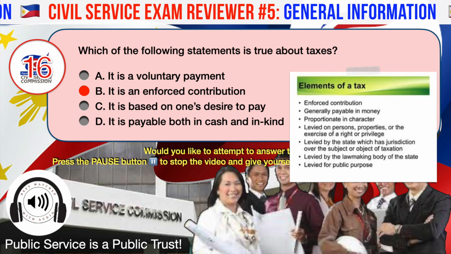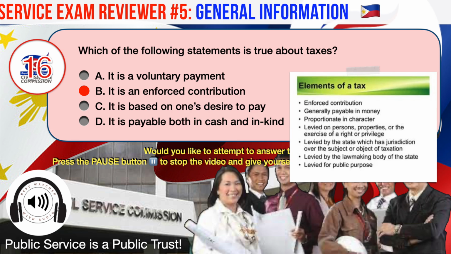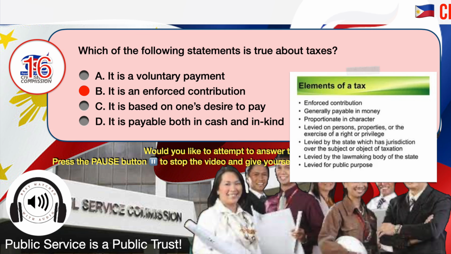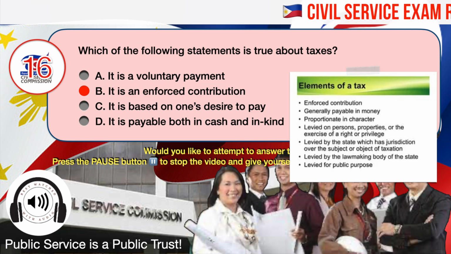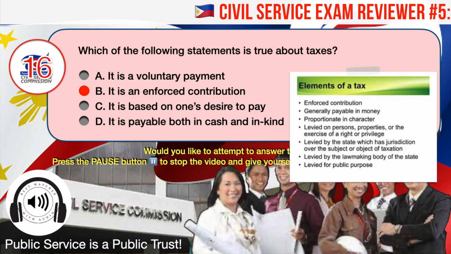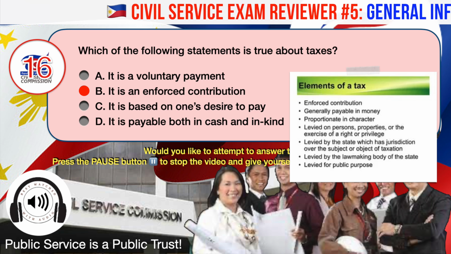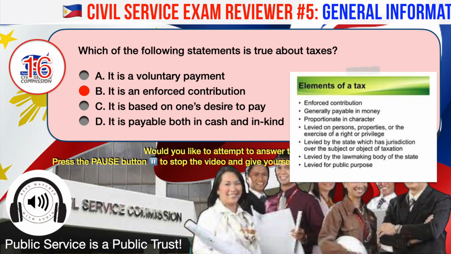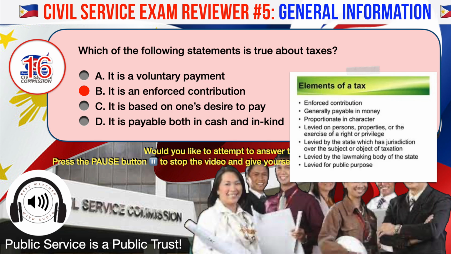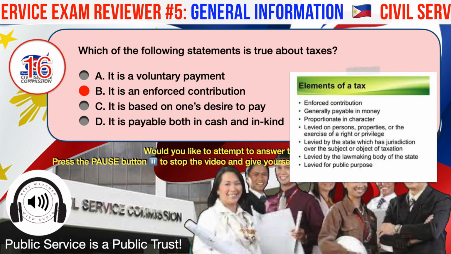Taxes are enforced proportional contributions from persons and properties levied by the lawmaking body of the government by virtue of its sovereignty for the support of the government and public need. Following are the universal elements of a tax. 1. Enforced contribution. 2. Generally payable in money. 3. Proportional in character. 4. Levied on persons, properties, or the exercise of a right or privilege. 5. Levied by the state which has jurisdiction over the subject or object of taxation. 6. Levied by the lawmaking body of the state. 7. Levied for public purpose.